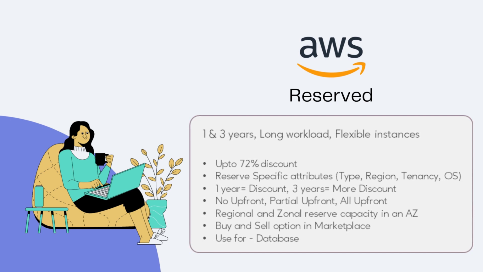It offers potential savings of up to 72%, and there are different payment options available, including no upfront, partial upfront, and all upfront, which allow us to choose the payment structure that suits our needs. AWS also provides regional and zonal reserved capacity within an availability zone, ensuring the availability and capacity for our reserved instances. And there is a buy and sell option available in the AWS Marketplace also.